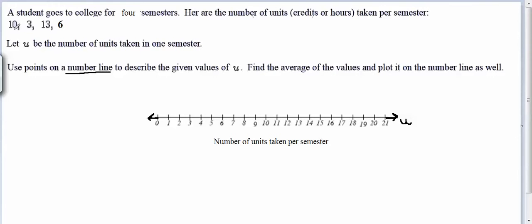Now we're going to graph each of these values. When we graph a number on the number line, we draw a closed circle at that value. So the first number we need to graph is 10. So I go to the number 10 and draw a closed circle at that value. Next I need to graph 3. So I go to 3 and draw a closed circle. And then 13. And then 6. So I've now graphed each of those values.